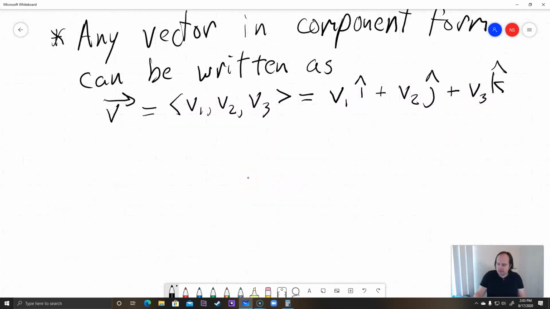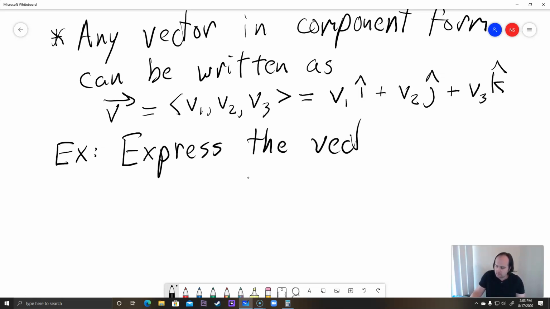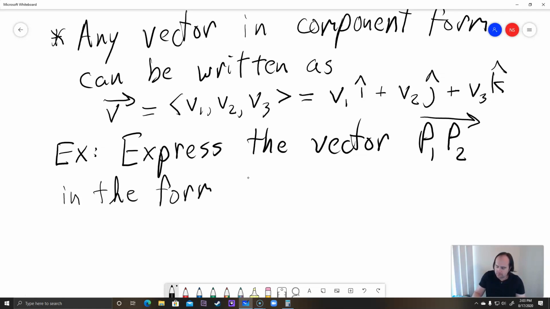Okay, so let's see a quick example of this. Example: express the vector, and here they're calling the vector P1P2, in the form v equals v1i plus v2j plus v3k.